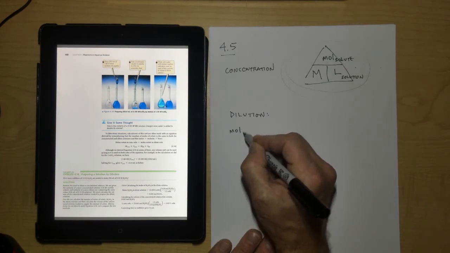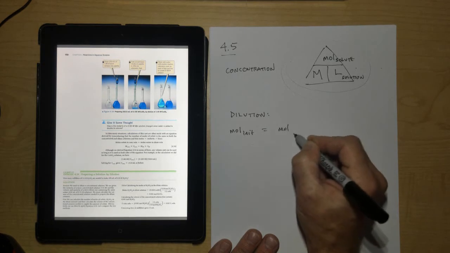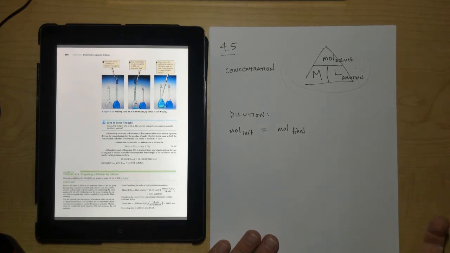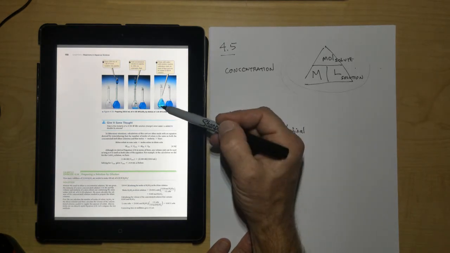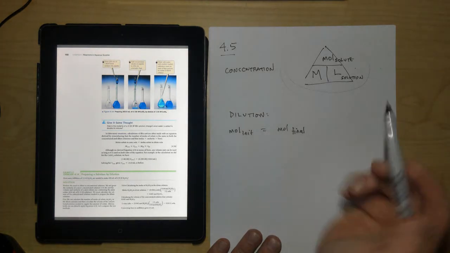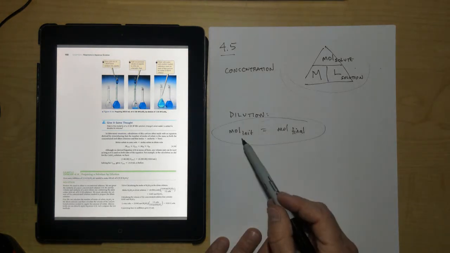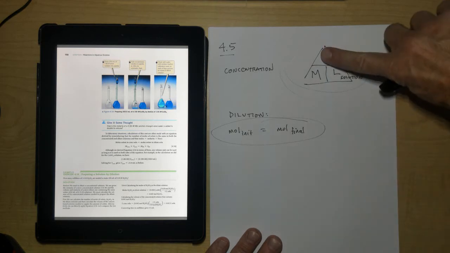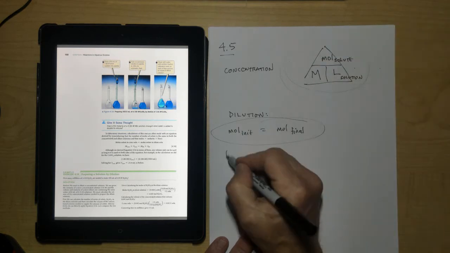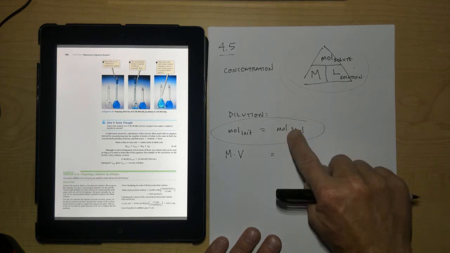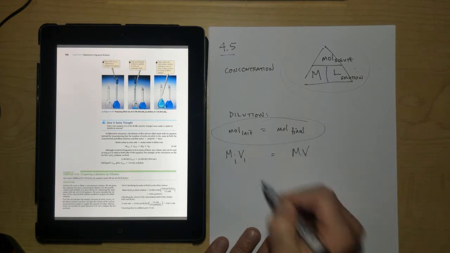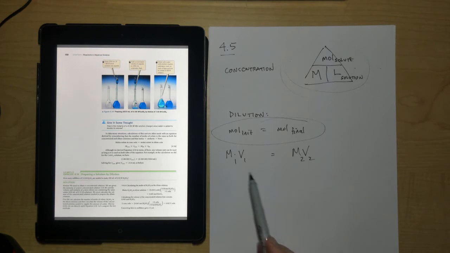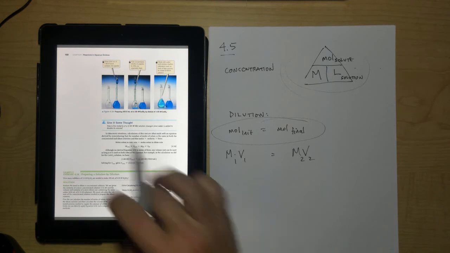So the moles from the initial solution to the moles of the final solution remain the same, because after you take some of this out and put it in here, the moles of this went into here. But what you're adding to it is water. So you can write this equation in another way. You can solve this for moles, and that's equal to molarity times liters, so molarity times volume. And then you can solve this for moles, and that's molarity times volume again. You usually put a 1 below these and a 2 below these, so it's M1 V1 equals M2 V2. Some people call it the dilution equation.